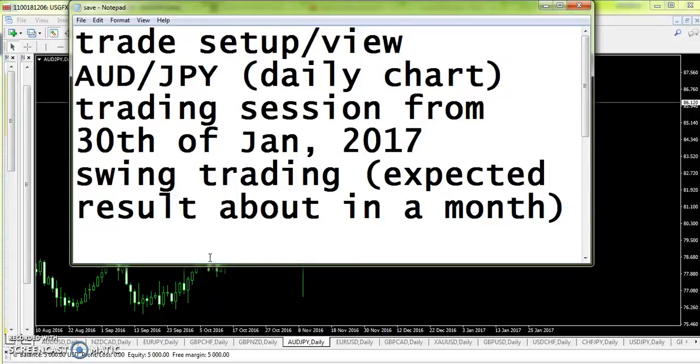This video is a trade setup with regard to AUDJPY. This trading setup would be on a daily chart. A trading session starts from 30th of January 2017 onward. Remember, this trading setup may be called a swing trading setup, and the desired or expected results may come out in about a month.